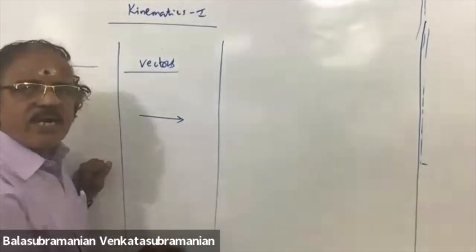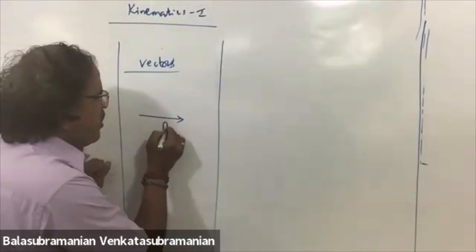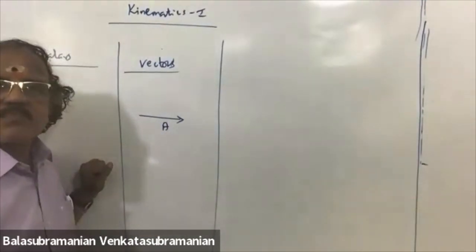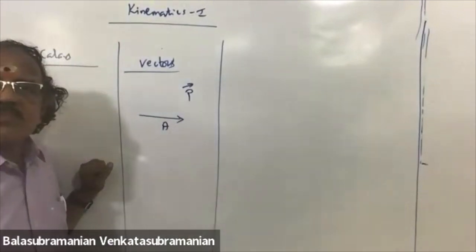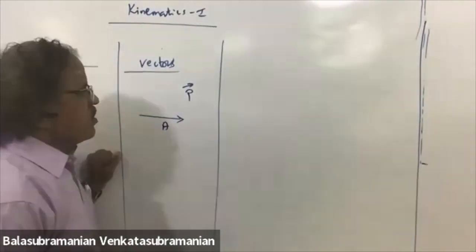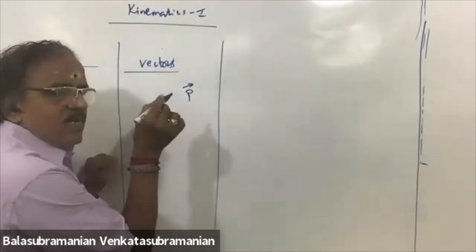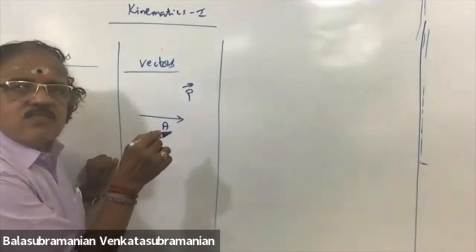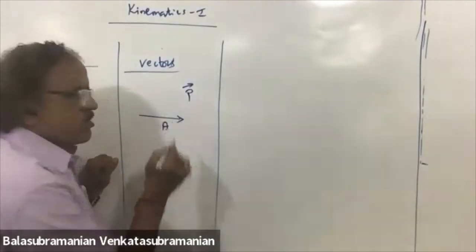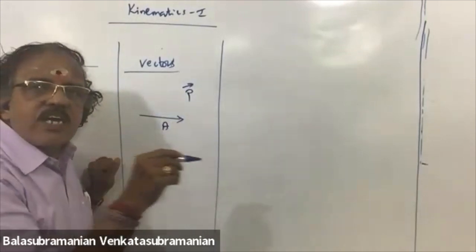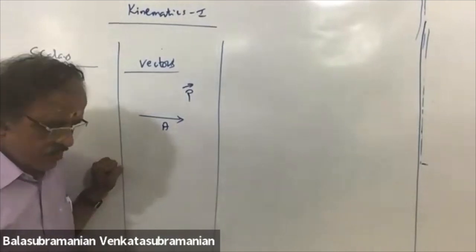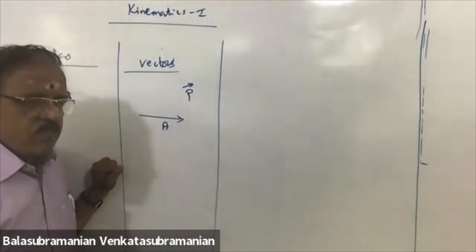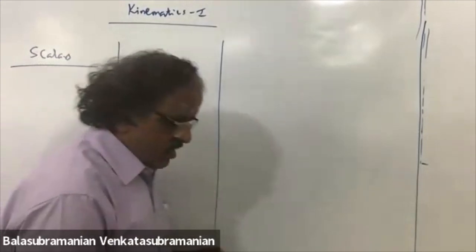The line represents the magnitude. So, A vector, P vector. The direction is given by the line with the arrow mark. We call it a directed line segment. So, this is called the representation of a vector.